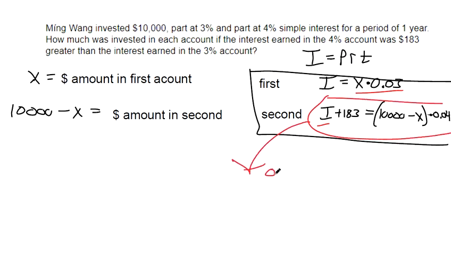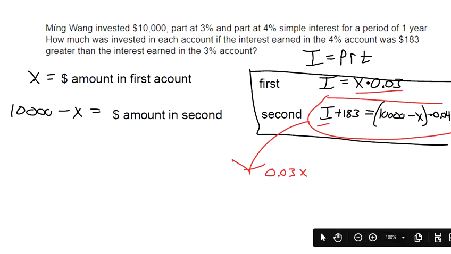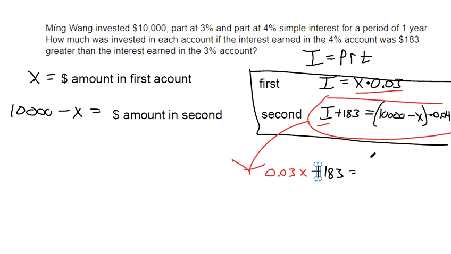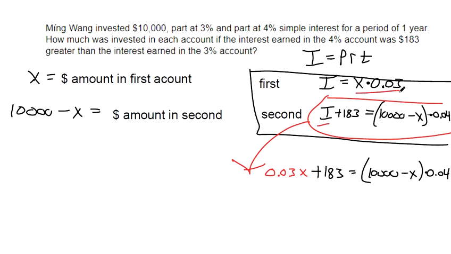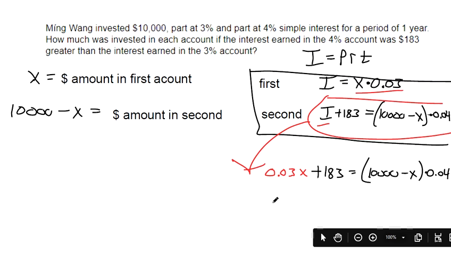with 0.03x. I hope that's okay. I just switched up this order, right? Instead of saying X times 0.03, it's easy to write 0.03x, because that's the conventional way of writing it. Everything else is going to stay the same. I copy down the second equation, just instead of I put X times 0.03. And now I have an equation I can solve.